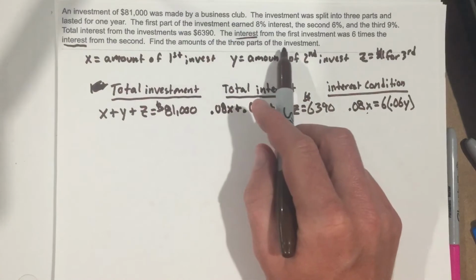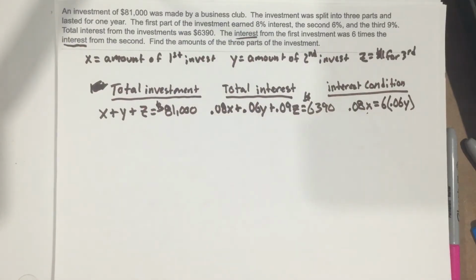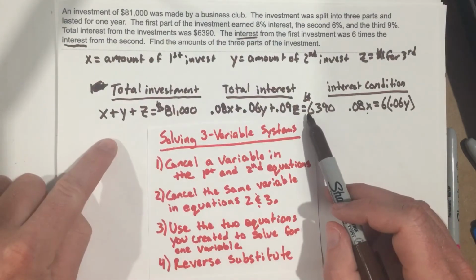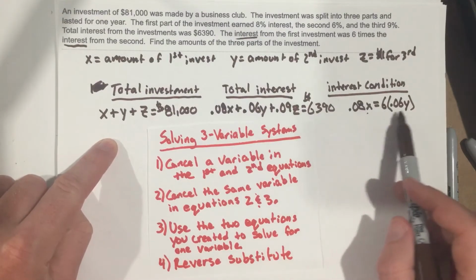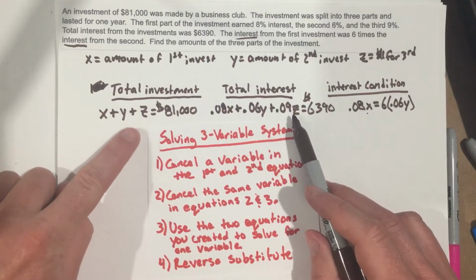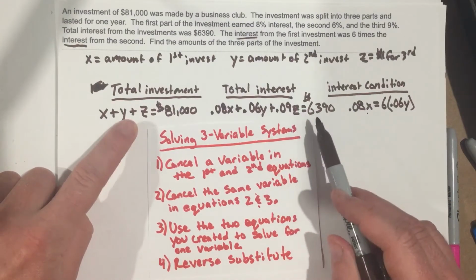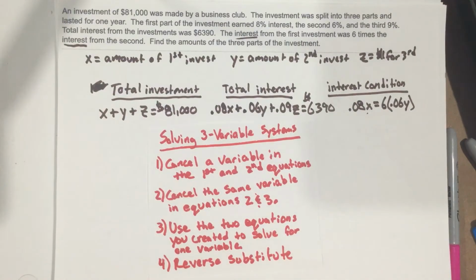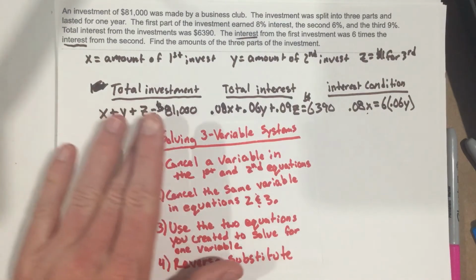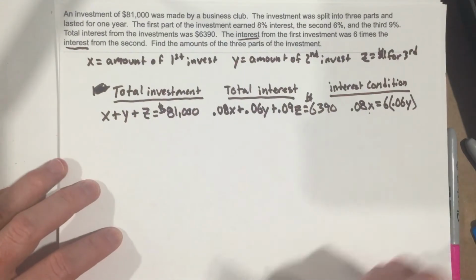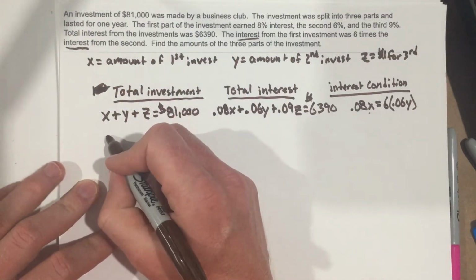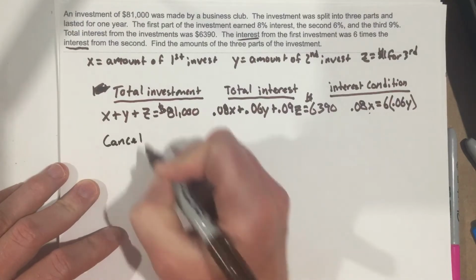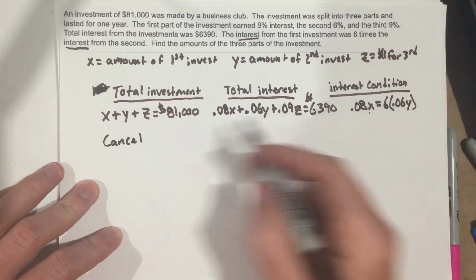Find the amounts of the 3 parts of the investment. So we're going to take our first 2 equations, and we're going to cancel out Z. Then we're going to combine that equation we get from there with this equation and cancel either X or Y. Once we find one variable, we're going to reverse substitute. So let's start by canceling the Z value.